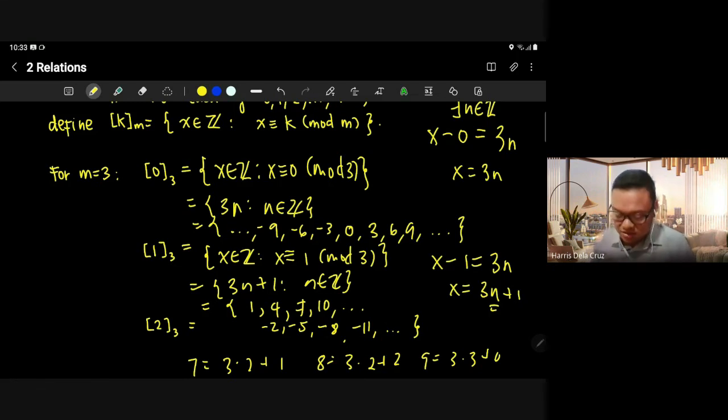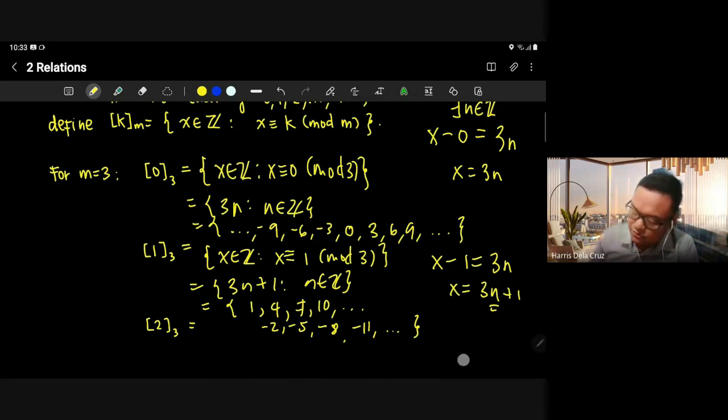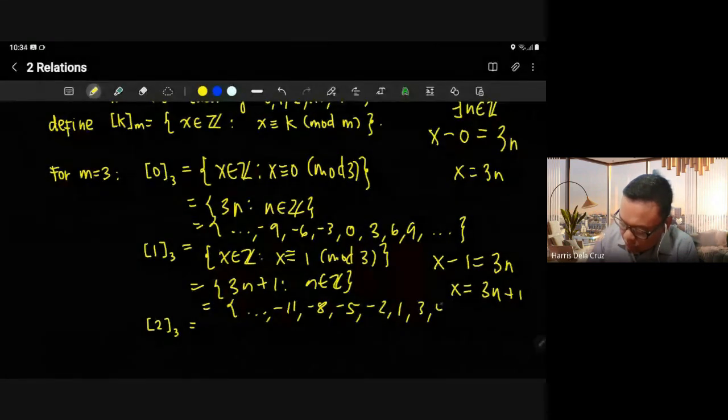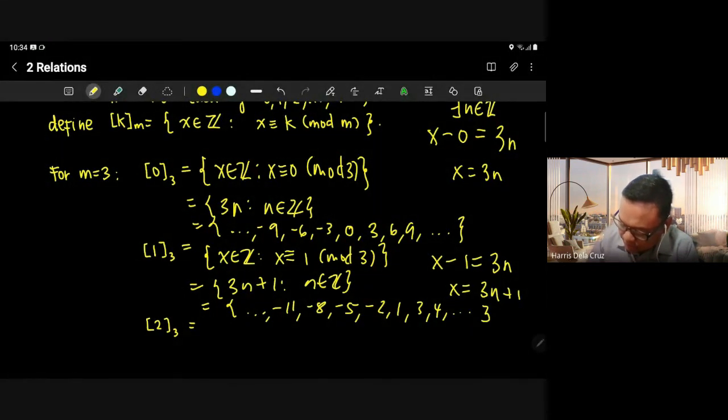So, all of these numbers, when you divide them by 3, the remainder is 1. Or in short, they can be written as the number 3n plus 1. Okay? So ano naman yung bracket? So let me write it ng mas compact. Negative 11, negative 8, negative 5, negative 2, 1, 4, and so on. Okay.